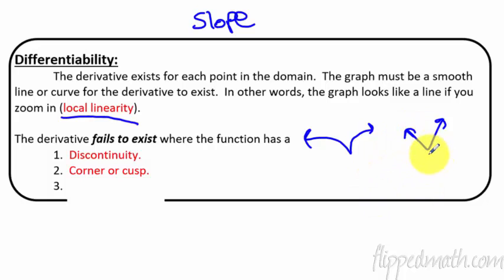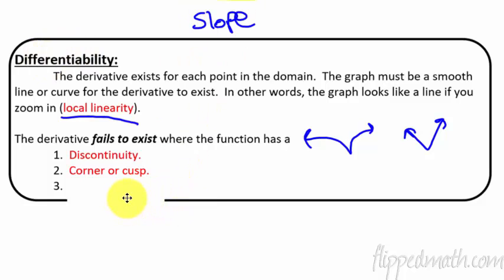If you zoomed in on a corner, it's always going to be a corner. We could zoom in, zoom in, zoom in, and it's still going to be a corner. You'll never get a straight line. So if you can't have local linearity, there is no derivative. It's not differentiable. So corners and cusps.